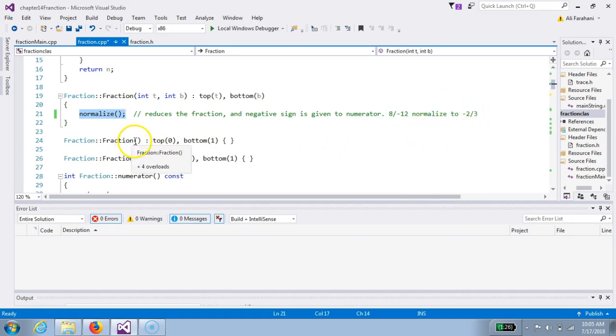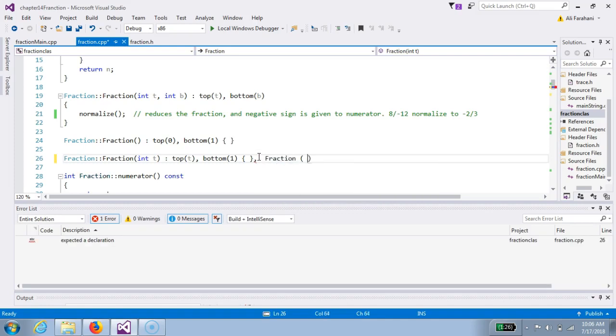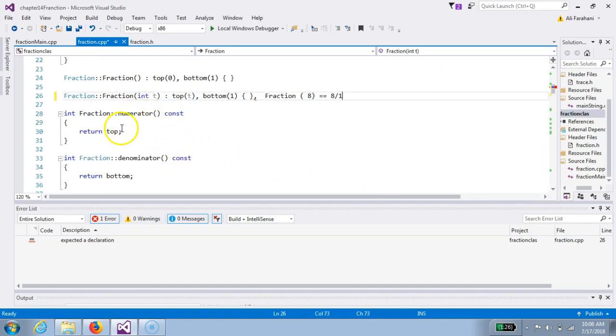Other constructors: if you have a constructor with no parameter, the default value for top will be 0, the default value for bottom will be 1. And if you have a fraction constructor that only receives one parameter, that t is assigned to top and the bottom is equal to 1. Right? So if you create a fraction such as 8, really that is going to give you 8 over 1. There is the numerator function that returns the top. There's a denominator function that returns the bottom.